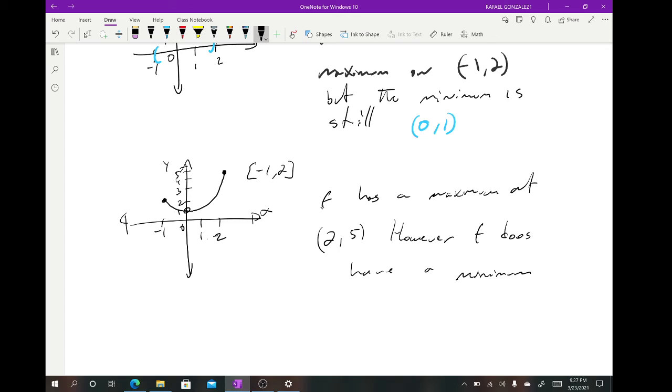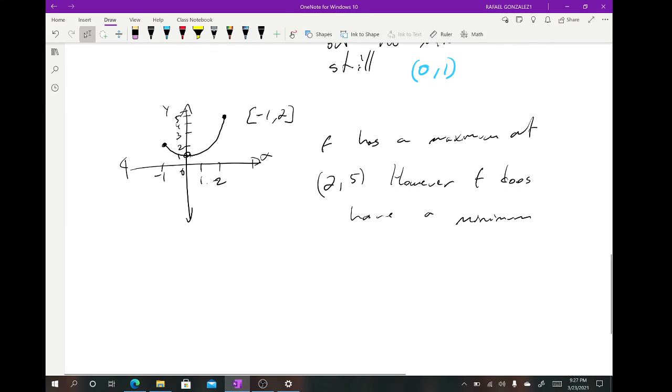And the reason for f not having a minimum is the same reason why I didn't have a maximum in the previous problem, because this is not included. We can always find an output value that gets closer and closer to 1, but it is actually not equal to that 1. So they keep getting smaller, but they actually do not reach 1. Okay?